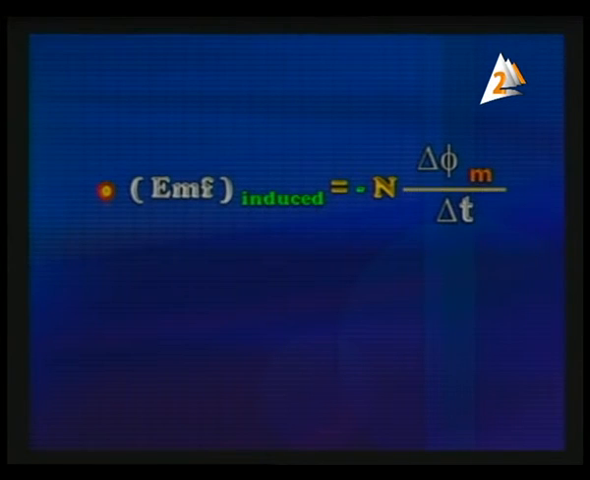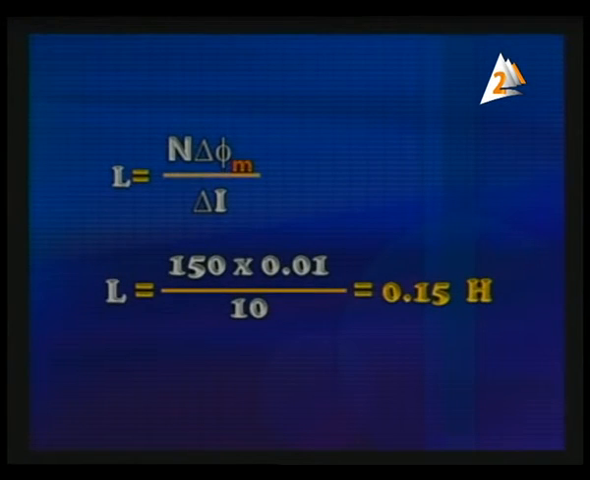So talking about the inductance, EMF induced is equal to negative N delta phi magnetic over delta T, and also it is equal to negative L delta I over delta T. So we can say L is equal to N delta phi magnetic over delta I. Number of turns 150, change in flux is 0.01 and the current is 10, so it is 0.15. H stands for Henry. So inductance equals 0.15 Henry.